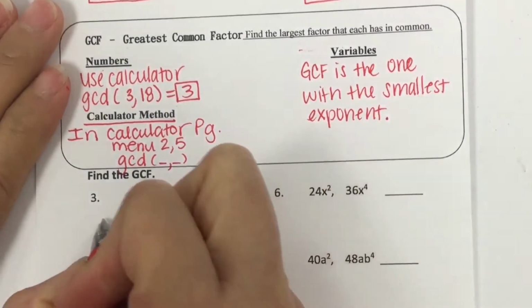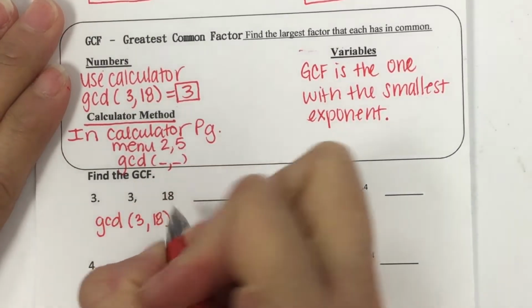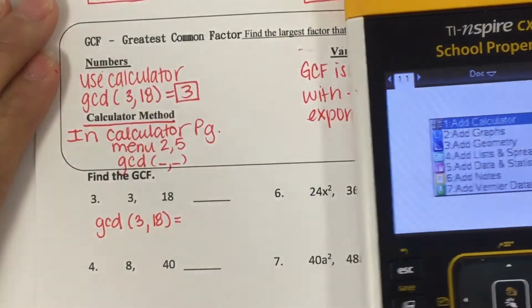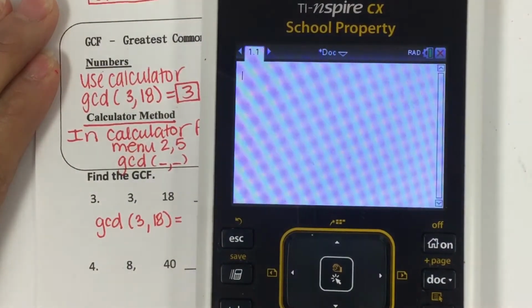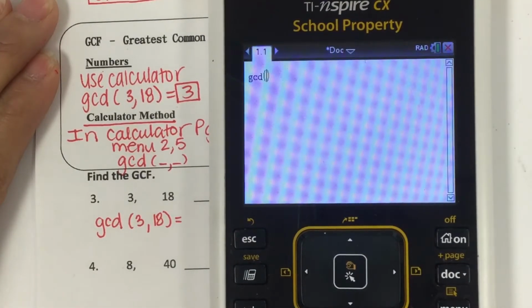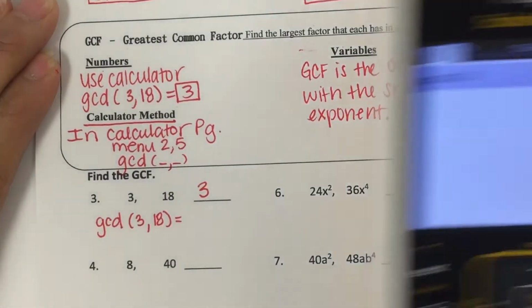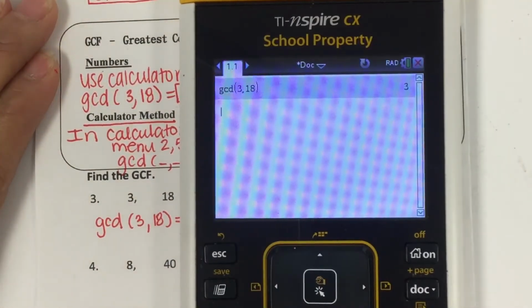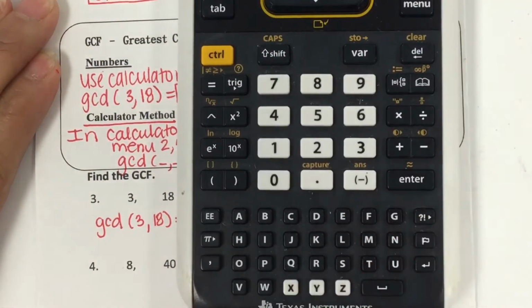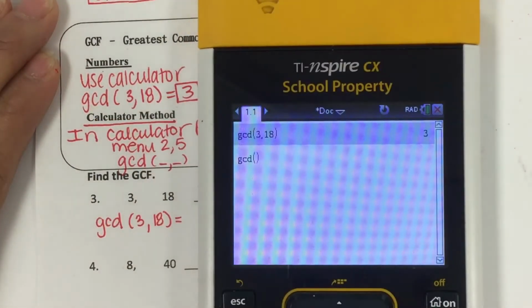Example number 3, we're going to find the GCD of 3, 18. It's the same as the previous example. So you're going to go to your calculator, go to 1 for calculator, and press menu, 2 for number, 5 for greatest common divisor. 3, 18. You must put the comma, enter. You get 3. Again, if you forget the actual menu feature, you can go to the bottom and type GCD parentheses, and it actually pops up for you.